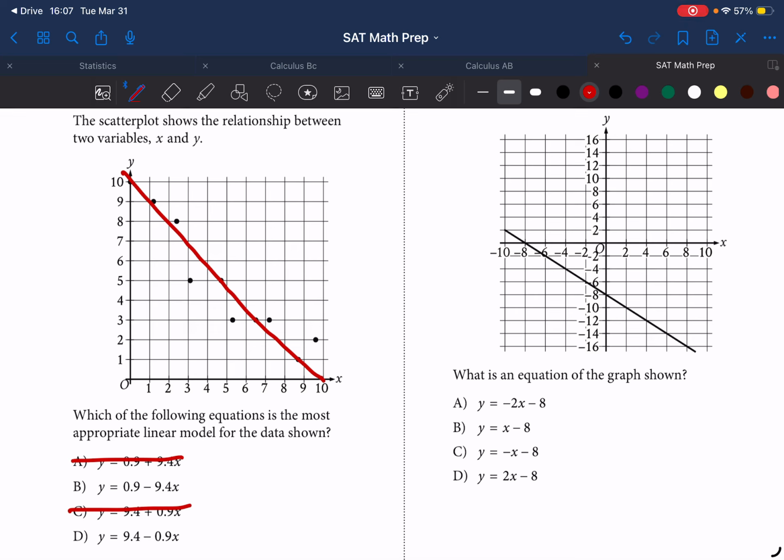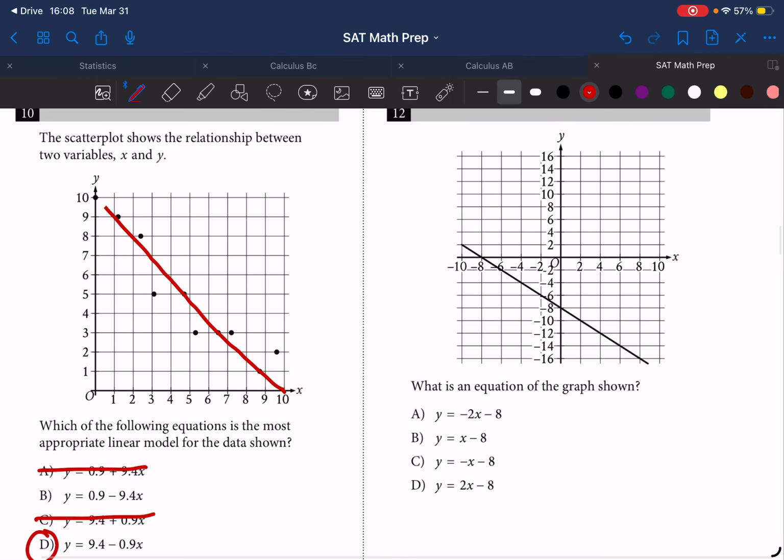Okay, so as we are looking at this equation, and let me erase a little bit at the top, notice how we have a data point that is crossing the y-intercept at 10, which means our y-intercept should be a value close to 10 in order for this to be an appropriate linear model. Well, the only one that has a y-intercept close to 10 is D of 9.4. So that means D is our answer.